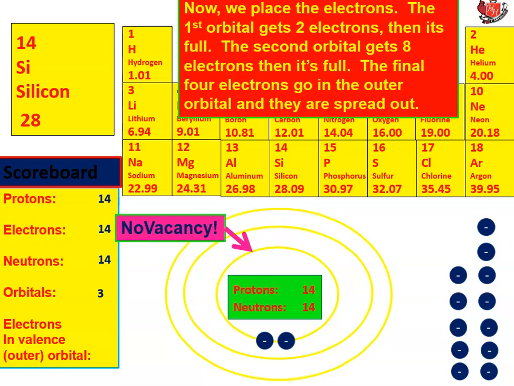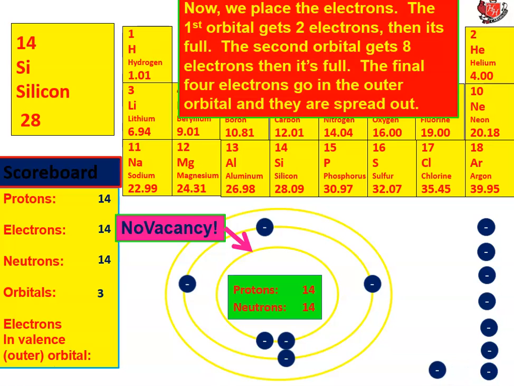By the way, first of all, the first orbital has no vacancy. It can't fit any more than 2. Now we go to the second orbital, and we're going to place an electron there. Now we're going to spread the electrons out, because as long as they're spread out, as long as they're not paired up, they can bond with other electrons. Okay, so now we've put in our fourth one.